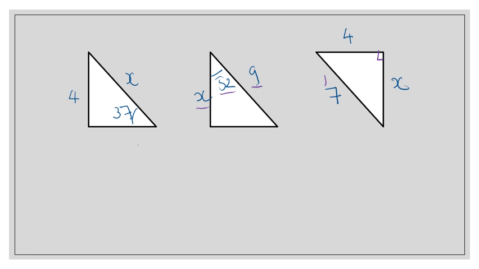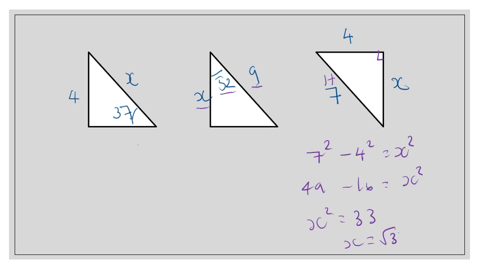Okay, so look for my hypotenuse, which is this one here. And then we can do it, see we're finding a shorter side, so it's going to be a takeaway. So 7 squared take away 4 squared equals x squared. 49 take away 16 equals x squared. x squared equals 33. So x equals the square root of 33, which is 5.74.